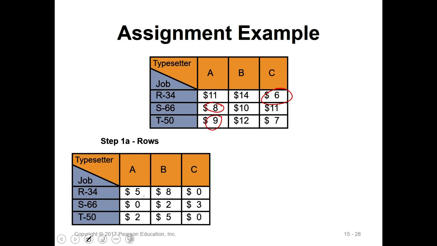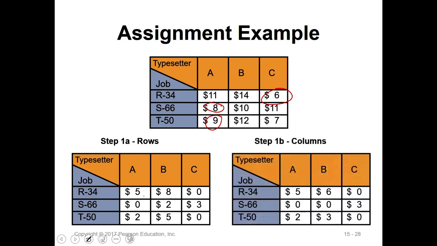The second step is to subtract the minimum number in each column. For column A, because you already have 0, subtracting 0 leaves the column the same. For column B, 2 is the minimum number. If we subtract 2, now you have 6, 0, and 3. The third column already has 0, so it stays the same, because subtracting 0 changes nothing.